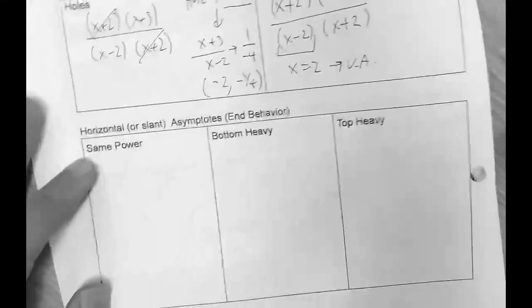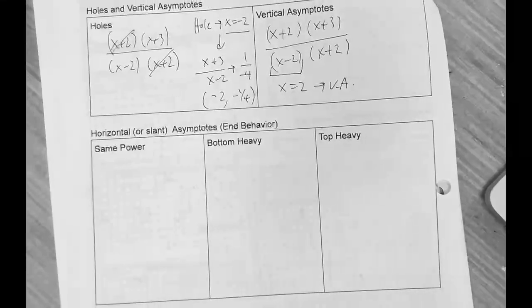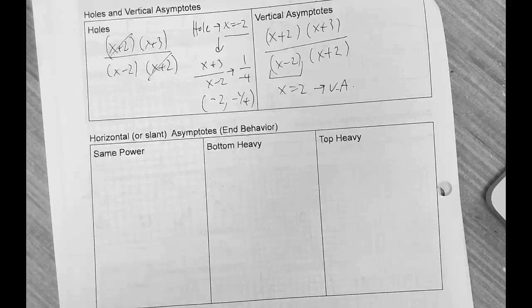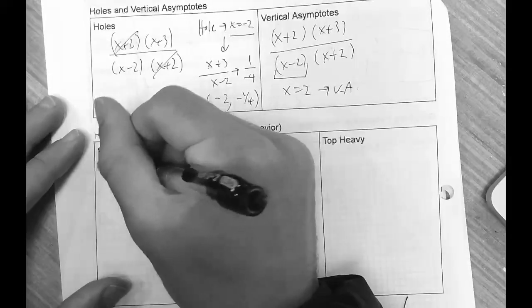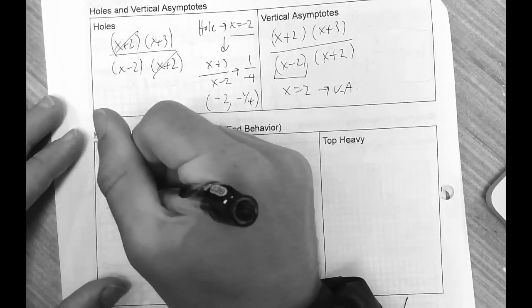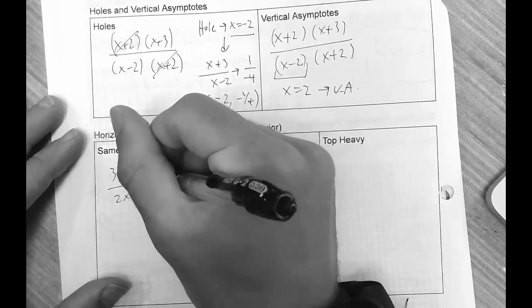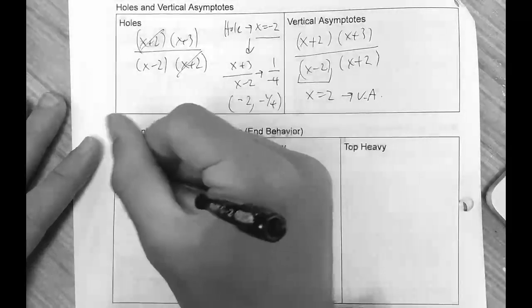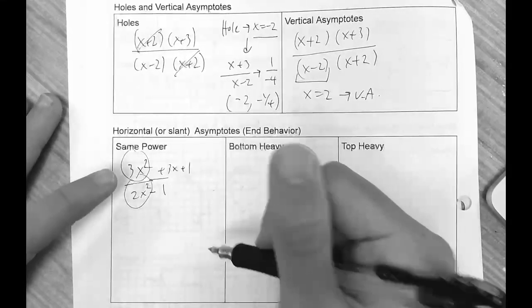Okay, for horizontal and slant asymptotes, basically you look at the power of the top and bottom. So let's say you have the degree, 3x squared over 2x squared, and then the rest of this is whatever, 3x plus 1, it doesn't really matter what the rest is. You look at those two leading terms.